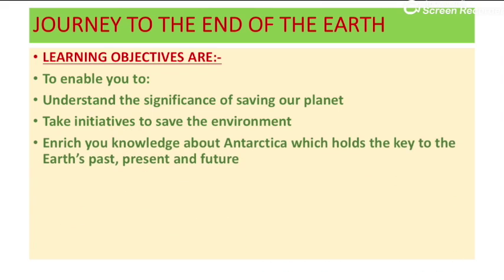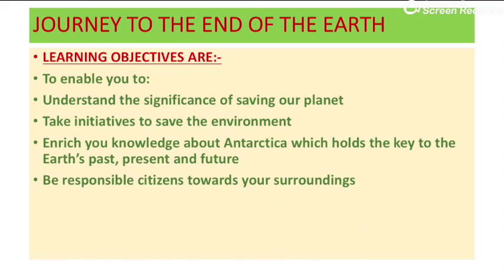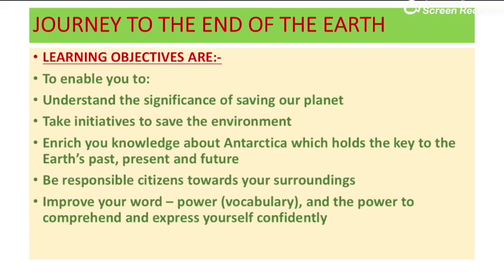environment, to enrich your knowledge about Antarctica, which holds the key to the Earth's past, present, and future, to make you responsible citizens towards your surroundings, to improve your word power, vocabulary, and the power to comprehend and express yourself confidently. So here we go.